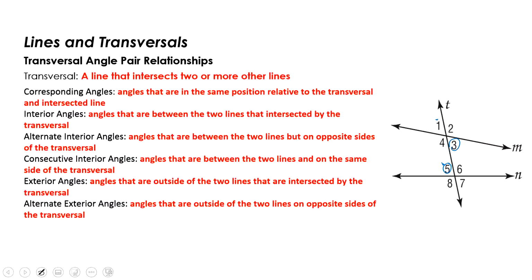Consecutive interior angles are the angles that are on the same side of the transversal. So 3 and 6 in our example here would be the consecutive interior angles. Exterior angles, just what you think, are the angles outside the two lines that are being intersected. So they're the other 4 angles of the 8 angles that are created. And then alternate exterior angles are the angles outside of the two lines, but on opposite sides of the transversal. So just like alternate interior, there are alternate exterior.